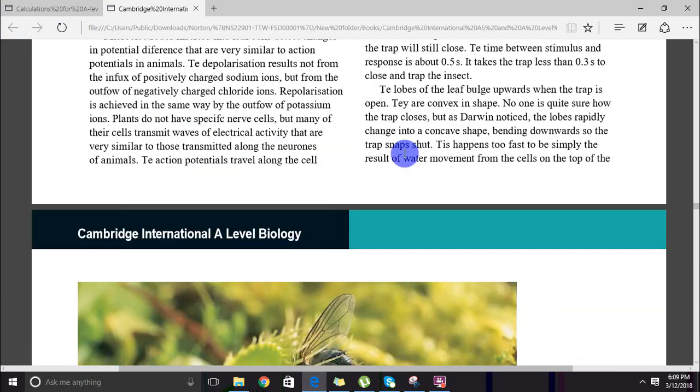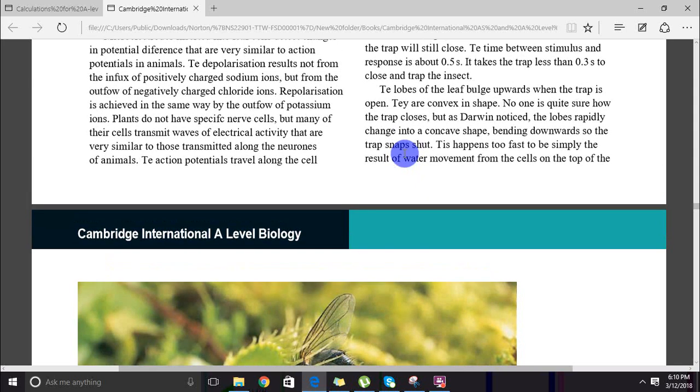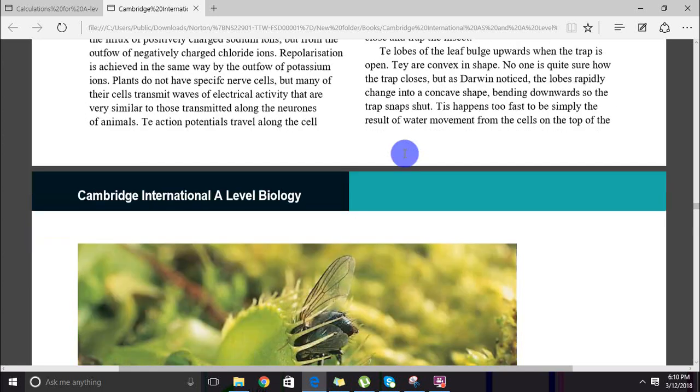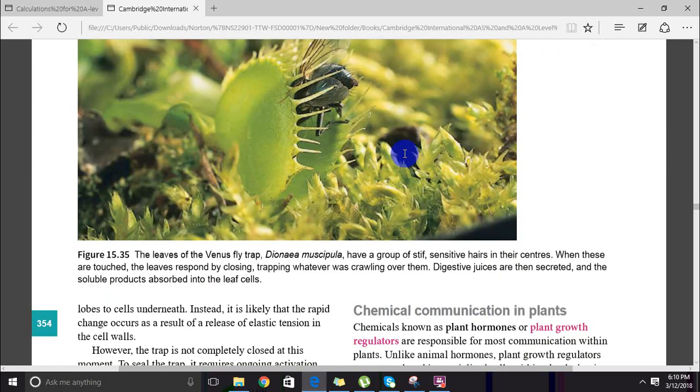And why do we theorize that this has to do with action potentials and something a bit more complicated than just mere changes in turgidity? Because this happens way too fast. It just takes 0.8 seconds. Changes in turgidity tend to take longer. And this happens too fast to be simply the result of water movement from cells on the top of the lobes to cells underneath.